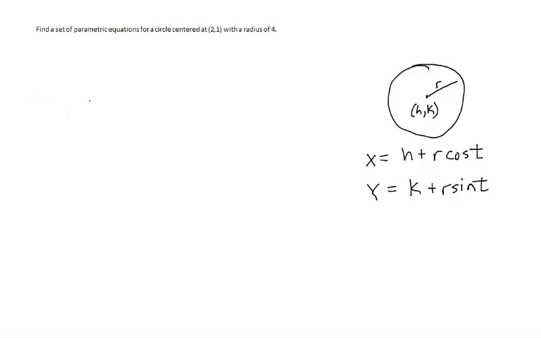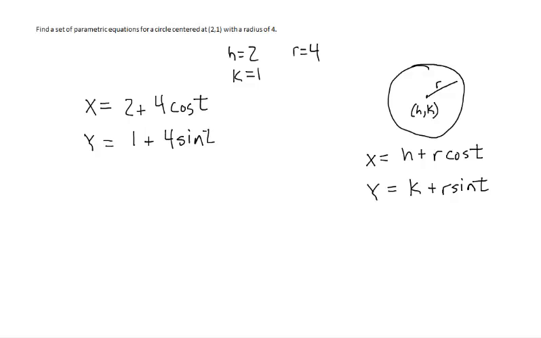So for our circle we have x is equal to, and our center is at 2, 1. So h is equal to 2 and k is equal to 1, and then r is equal to 4. So we have x is equal to 2 plus 4 cosine of t, and y is equal to 1 plus 4 sine of t. And that's our video on curves defined by parametric equations.